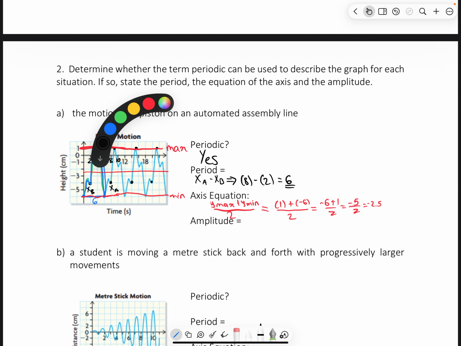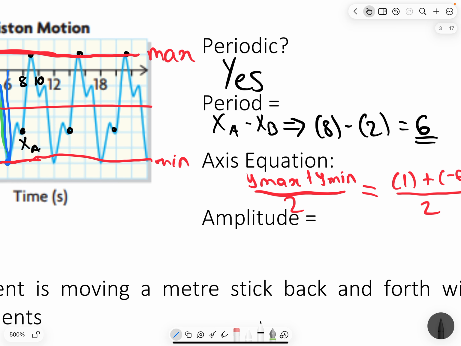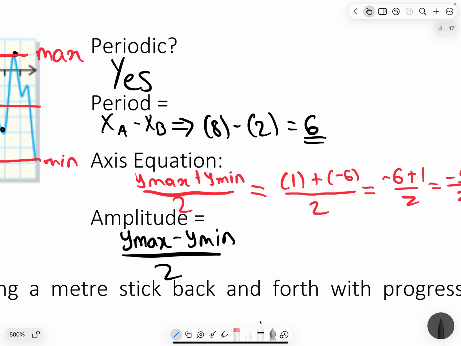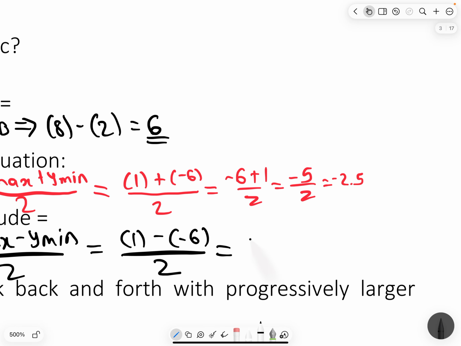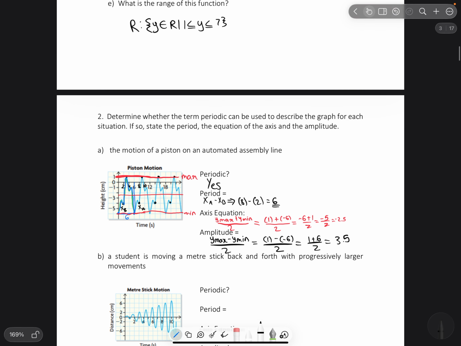Just so you guys know how to use the equations, me personally, I would use the equation here. I actually recommend doing both, whichever you find easier. I find using the equation here easier. It's completely personal preference. I'll be doing both for you guys though. So y max minus y min over 2. We know our maximum value is 1, so we do 1 minus -6 over 2, which is 1 plus 6 over 2, which is 3.5, because 7 divided by 2 is 3.5.